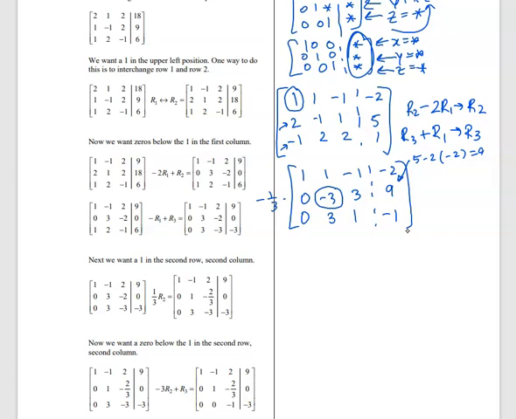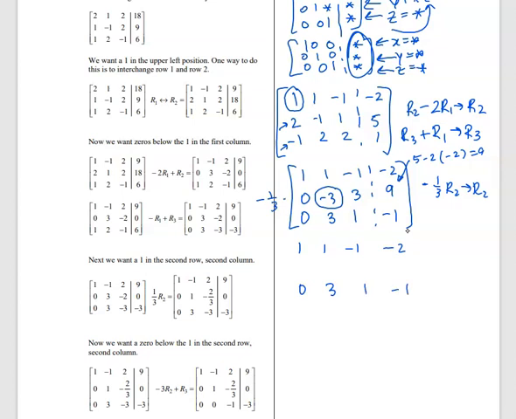But row 1, we don't want to change for now. I'm just going to write down row 1. Row 2, we're going to change like that. We're going to make -1/3 of row 2. That can be the new row 2. And row 3, we also won't change it. And so row 3 is going to be the same. I'm going to write that down.